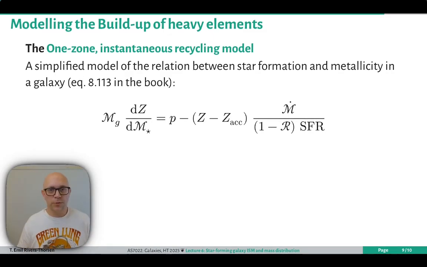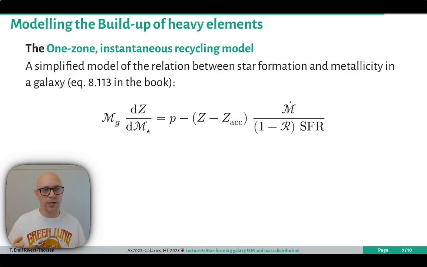One of the simplest models for the buildup of heavy elements is what we call the one-zone instantaneous recycling model. The chemical enrichment of the ISM is very complex and very complicated if we want to get every little detail right. So in order to quantitatively think about this and to make any kind of computations and predictions, we do need to make some kind of simplifying assumptions about it. And one such model is the one-zone instantaneous recycling model.